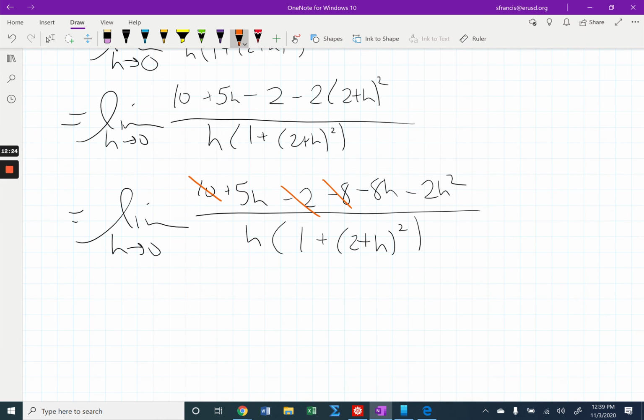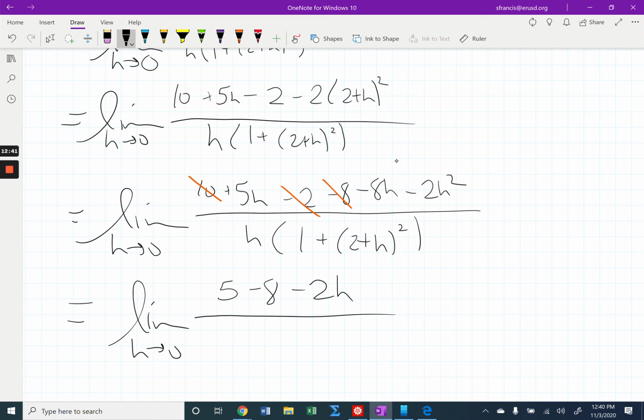Everything that's left has a factor of h, which I can cancel with this factor of h here, leaving the limit as h approaches 0. Again, I'm canceling out an h from those three terms that are left. So 5 minus 8 minus 2h. That h I canceled, so that one's gone. So I don't even need that one set of parentheses like this. Now just let h go to 0. Do the little bit of calculation. You'll know your slope, and then you can go write your equation of your tangent line. I'll make another video for the others later.